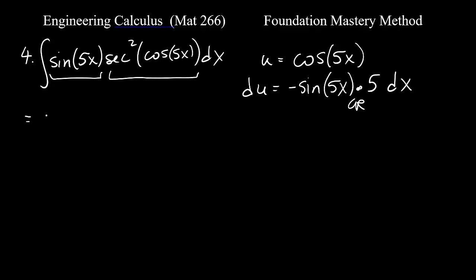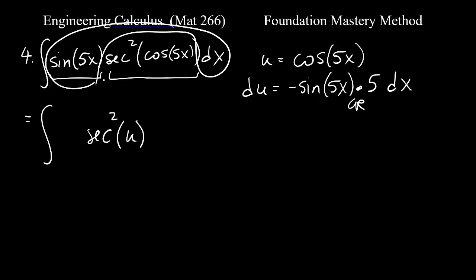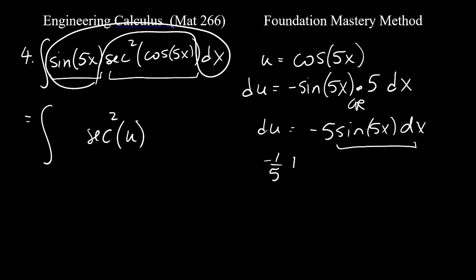So making our substitution here, we'll have the integral of secant squared of u, and what's remaining is the sine of 5x dx. Well, over here, we can actually rewrite this as du equals negative 5 sine of 5x dx. So sine of 5x dx is equal to minus 1/5 du. If we make this substitution, we'll replace the sine of 5x dx with minus 1/5 du.